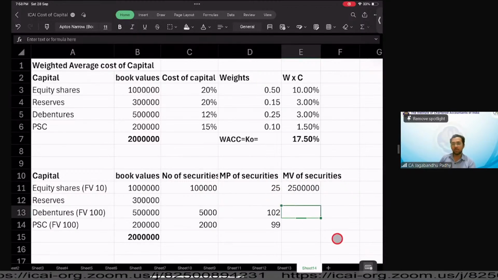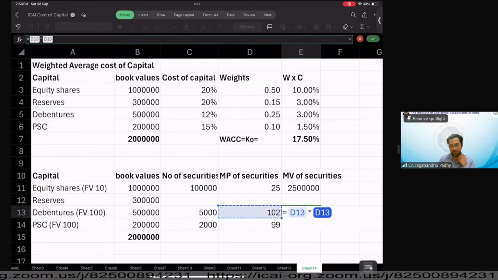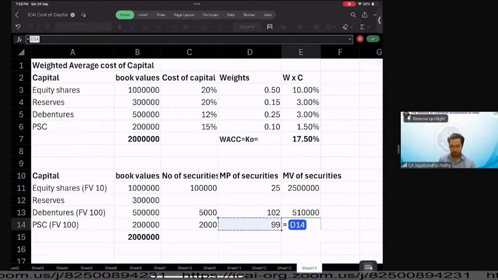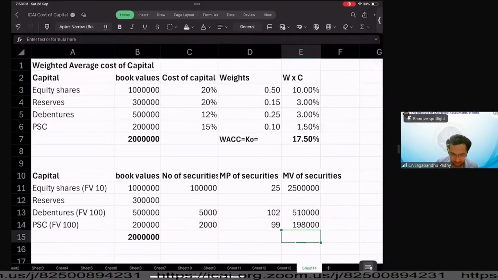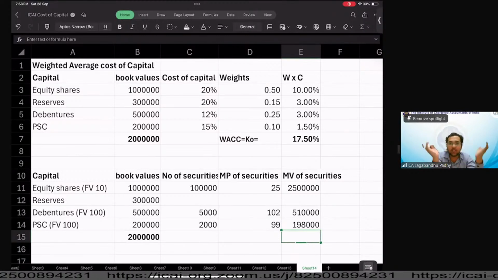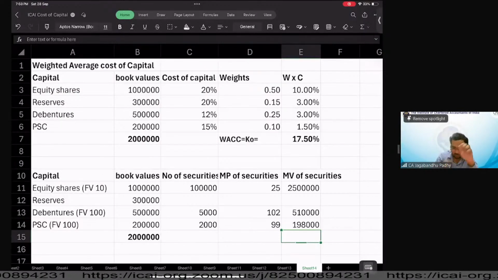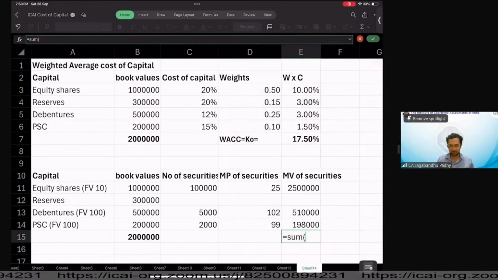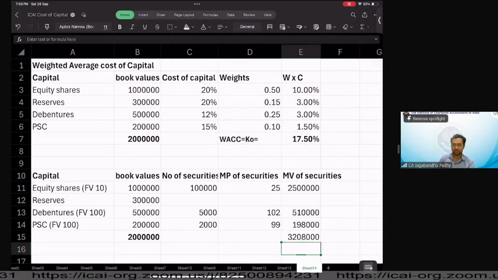Then, what will be the market value of debentures? Can I say 102 into 5,000? Market value of preference shares will be 99 into 2,000. So what's the market value of all the funds that are invested? Market value of all the funds that we have is 32 lakh 8,000. Correct? 32 lakh 8,000, right, guys?